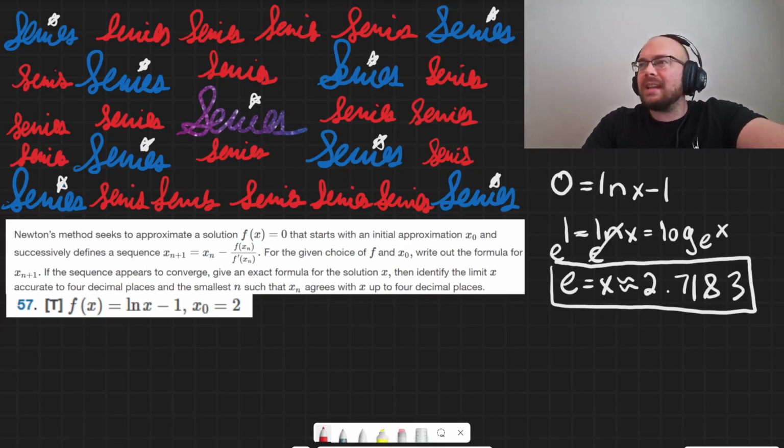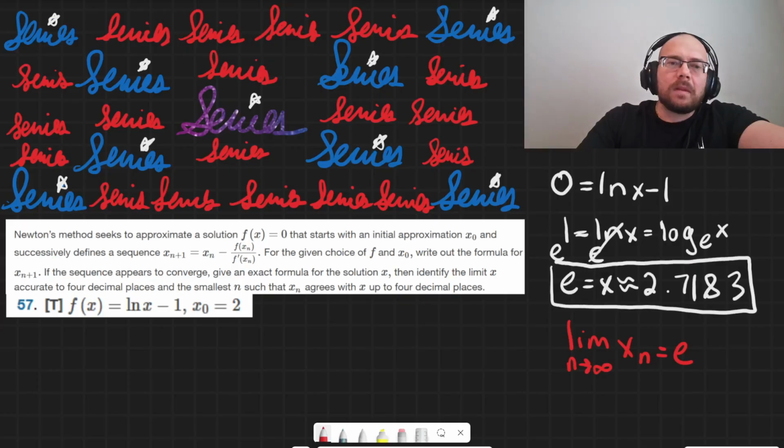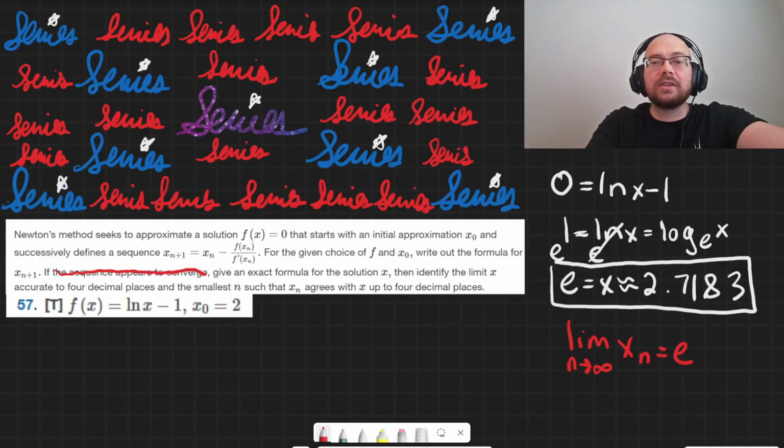They don't actually write out the limit in the answer key, but I'm going to because I think it's a good idea. The limit as n goes to infinity of x sub n would then equal e, which is approximately 2.7183. So that is the sequence appearing to converge. It is appearing to converge to e. Give an exact formula for the solution x.